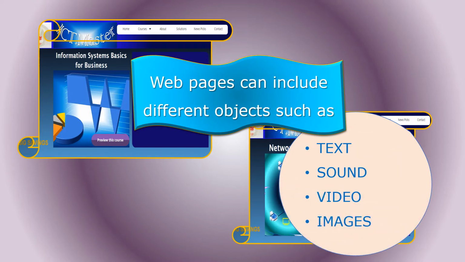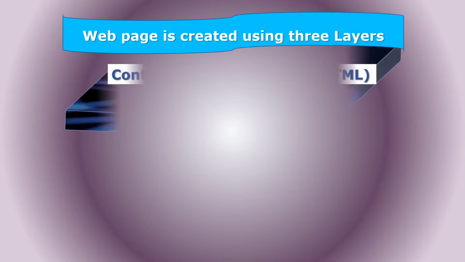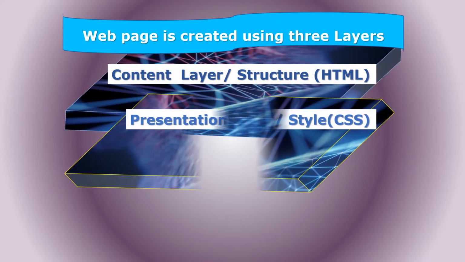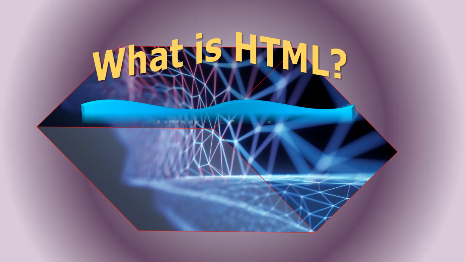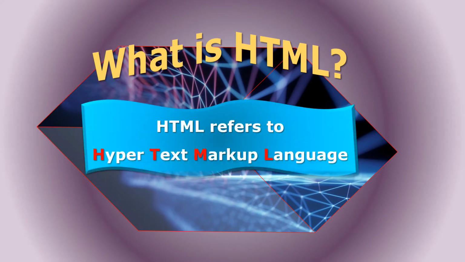A web page is created using three layers: content layer, presentation layer, and behavior layer. The first layer is the content layer or the structure layer, where we use HTML language. HTML is an abbreviation for Hypertext Markup Language. HTML is a text-based language used to develop websites.